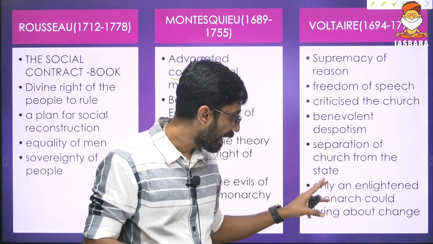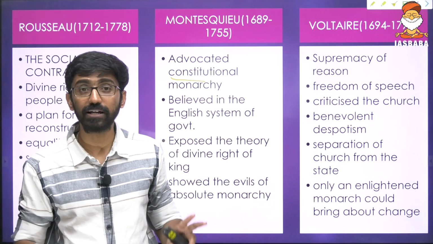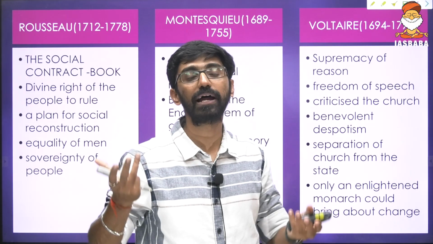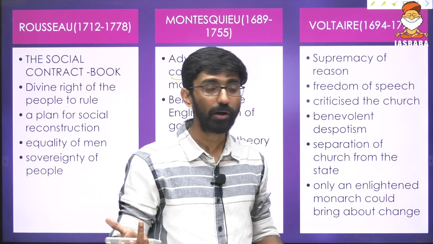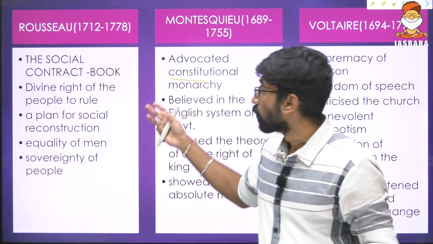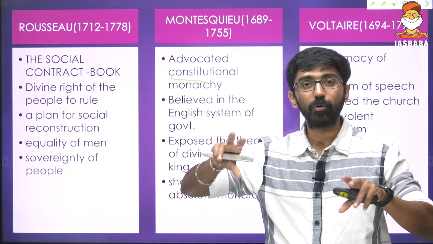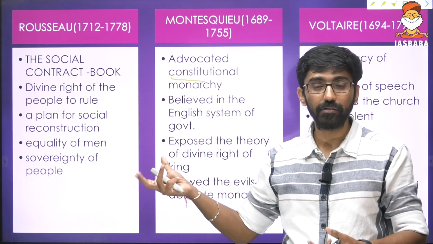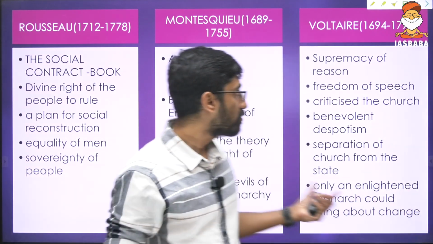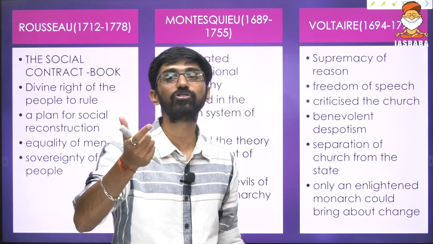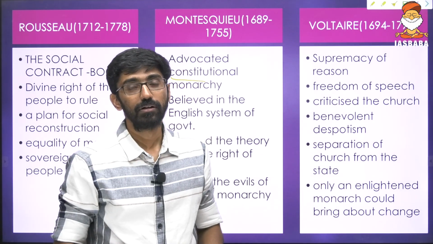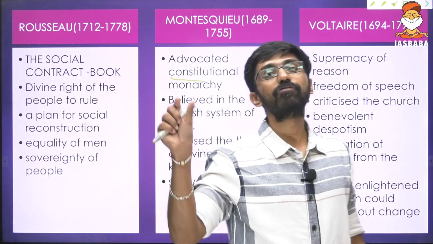And only an enlightened monarch could bring about a change. That enlightened monarch would be the person who has liberal ideas, who would care for the people. Again, look at it. Rousseau may be quite different because he's directly talking against monarchy, for rule of the people. But these two were not against monarchy per se. They wanted monarchy to be a constitutional monarchy. So these ideas influenced the French people.